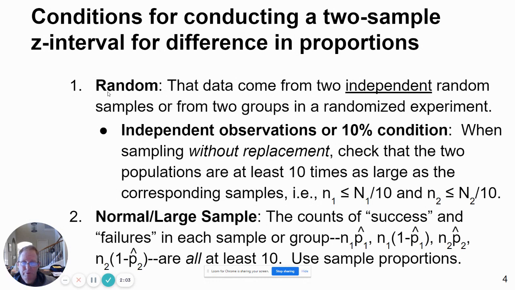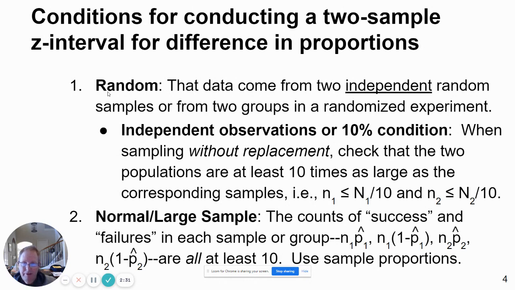So you have an additional requirement this time. You have to say that the samples are independent. We have two independent random samples. And of course, the random condition is crucial for doing inferences. If the data does not come from a well-designed random sample or randomized experiment, we can't draw conclusions about a larger population or about cause and effect.